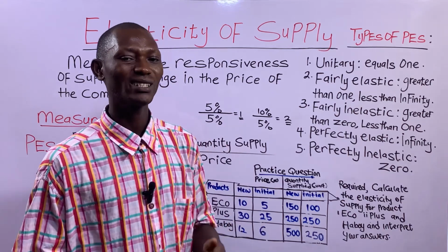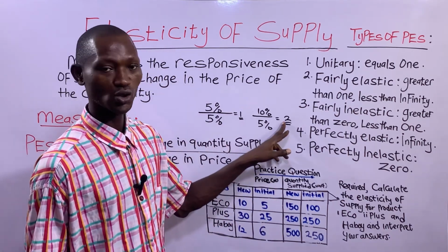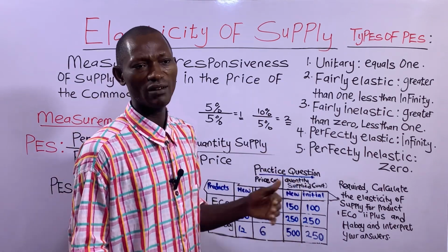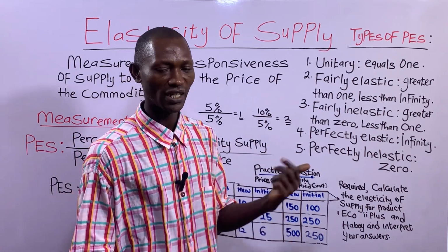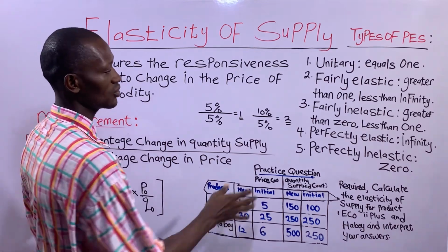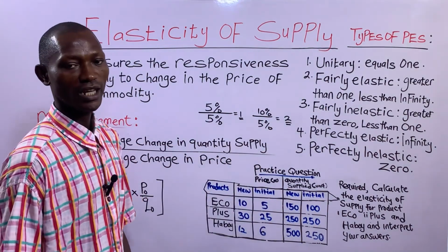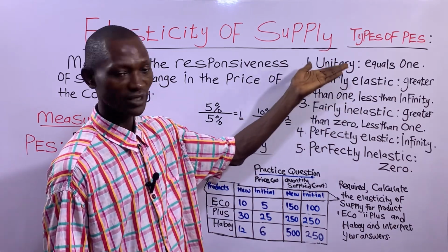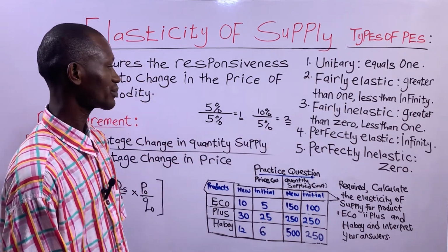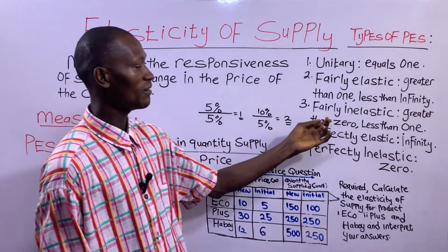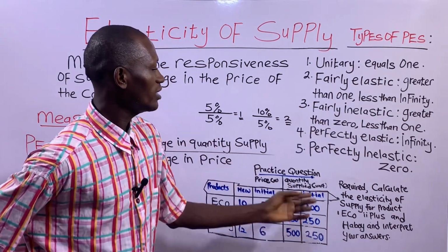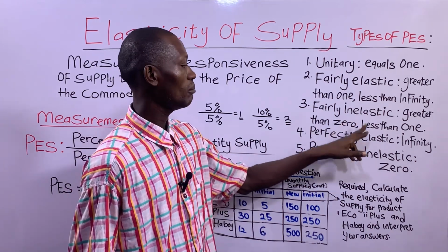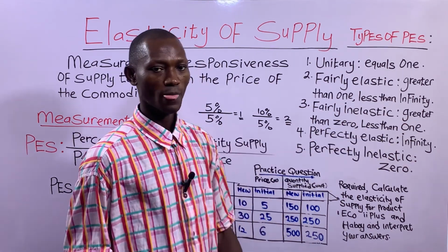That means it has a limit. This 2 has a limit. You cannot have infinity; no, this is greater than 1. You can have 1.5, 2, 2.5, 3, and all that. So that's with respect to fairly elastic as one of the types of price elasticity of supply. Then, third, fairly inelastic. Fairly inelastic means the elastic coefficient is greater than 0 but less than 1.